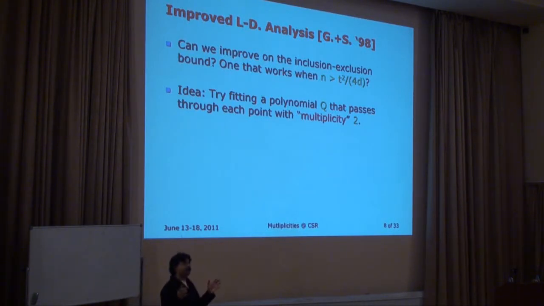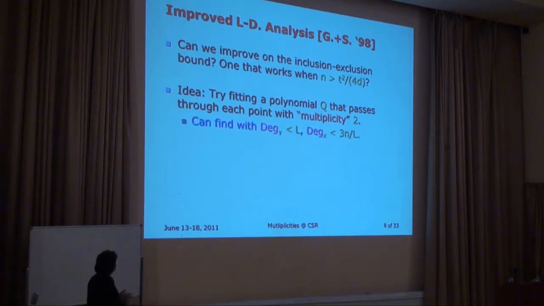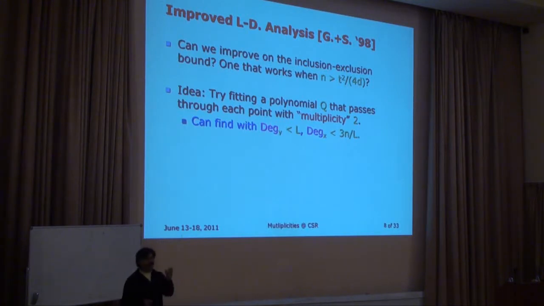Instead of finding this polynomial Q which passes through every point, we'll try to find a polynomial which passes through every point twice. Why? There was no intuition for this, merely that it's an interesting exercise. So what does it mean to pass through a point twice? From Sergei's talk, you all know that the polynomial should vanish at the point, its partial derivative with respect to x should vanish, and its partial derivative with respect to y should vanish. Each one of these is a linear constraint. So you have 3 linear constraints, and that leads to this quantity 3.